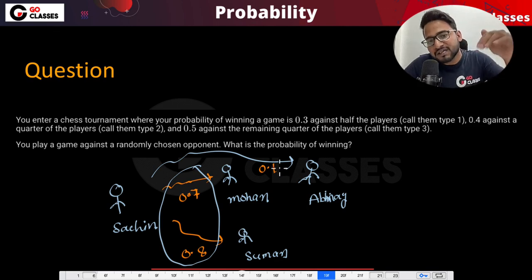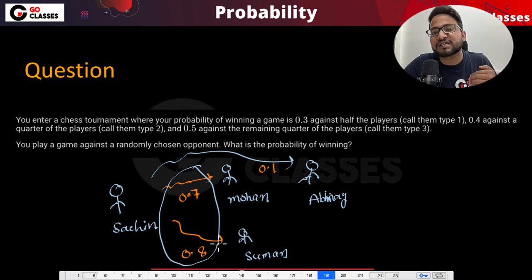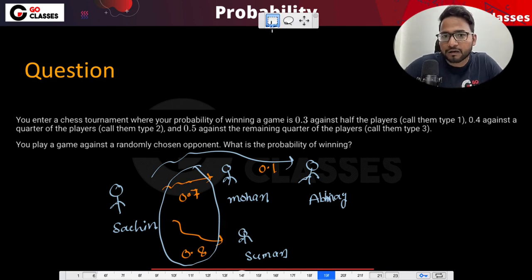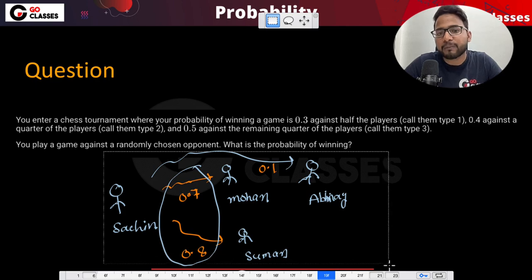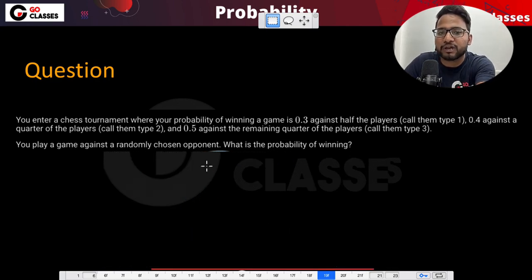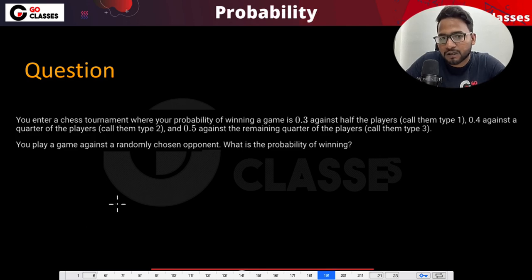Okay, so these three probabilities, what I want to convey is that these three probabilities are very much independent, right? That's what I wanted to convey here. Similarly, what is given in the question is the probability that I am winning against a type 1 player, a type 2 player, or a type 3 player.